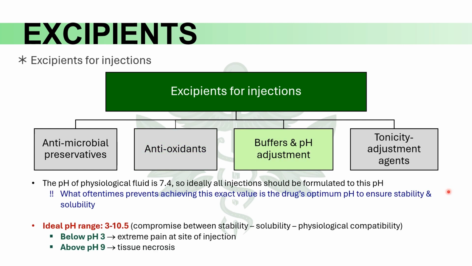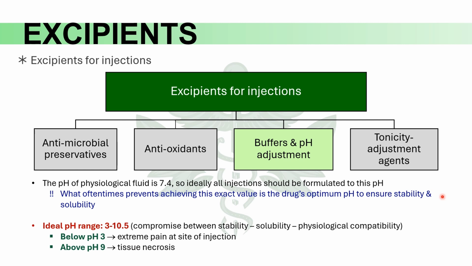Buffers. When we come to formulate any injection, because it will be administered into the physiological fluid of the human body, it needs to ideally have the same pH as physiological fluid, which is 7.4, so that no complications occur. Therefore, we can theoretically establish that all injections should have a pH of 7.4. However, when we talk practically about this, we need to consider other factors. What if the drug is stable at another pH? What if it's soluble at another pH? These factors are important as well. They can't just be ignored.